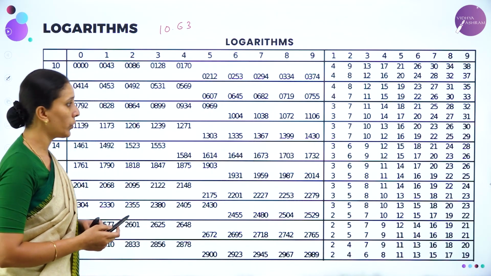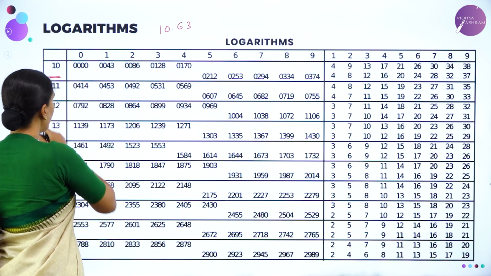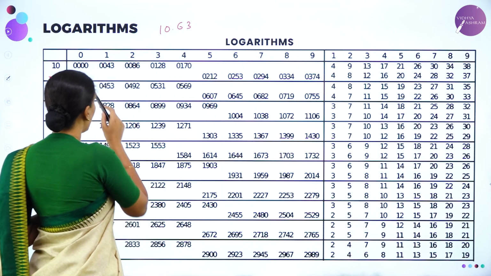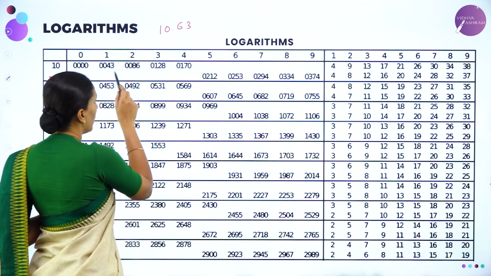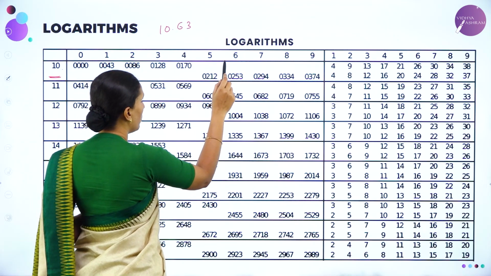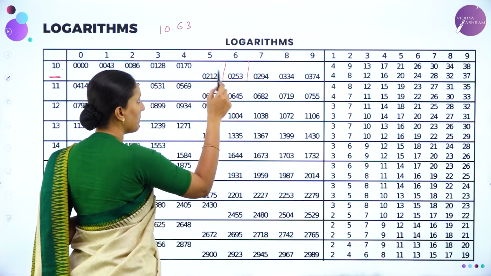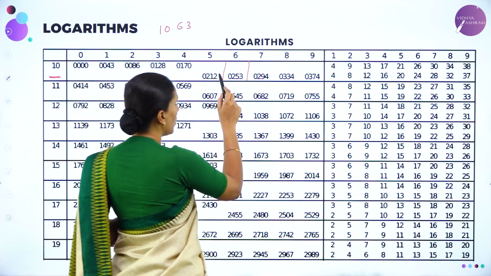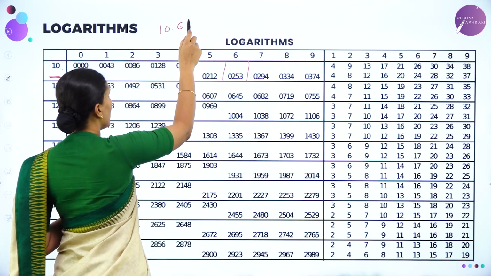What I am supposed to do here is move towards the column containing 10. This is the column which contains 10. Move horizontally along the row. After 10, the next digit is 6. Move along the horizontal row and note the number headed by the column 6. What is this number? 0253. After this, move further towards the column headed by the number 3.